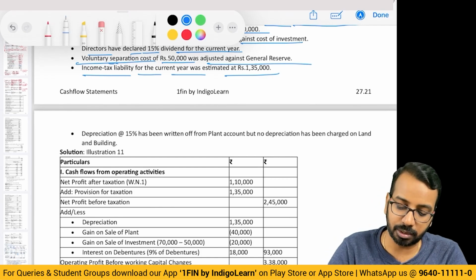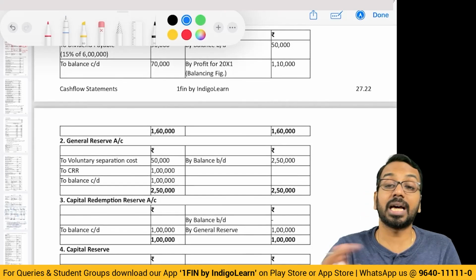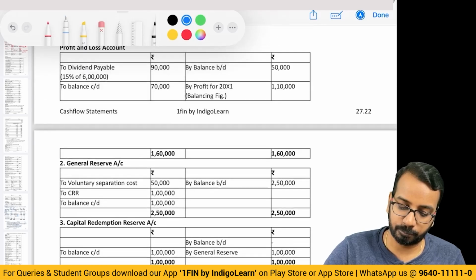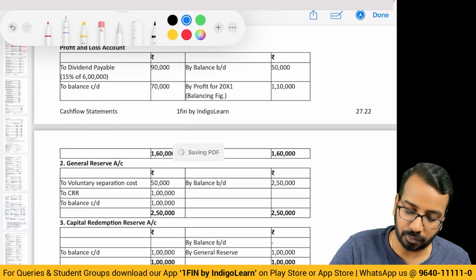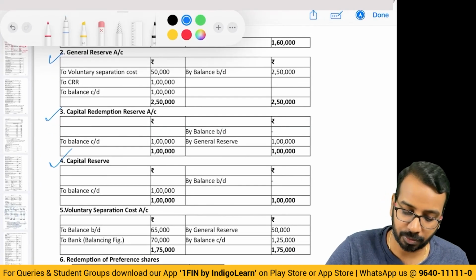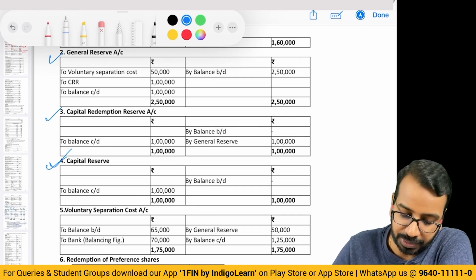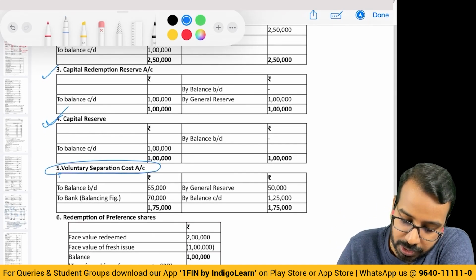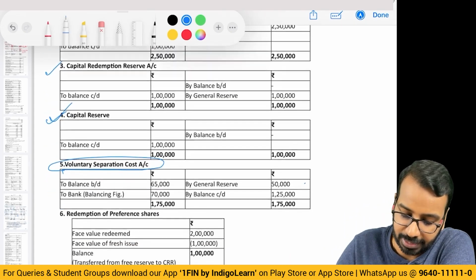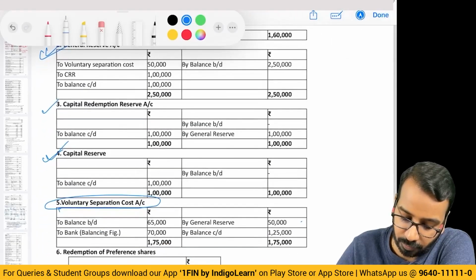Okay. Now, first thing, we have to know what is the net profit, and for that we need to prepare multiple different working notes which are related to the P&L account. Okay. So, what is related to P&L account? In P&L account, we have relation of general reserve, capital redemption reserve, and capital reserve. Each of these items are related to P&L. Then there is a voluntary separation cost which is also related to general reserve. So that is related to general reserve, right? Then we have CRR, we have capital reserve, voluntary separation cost, right?